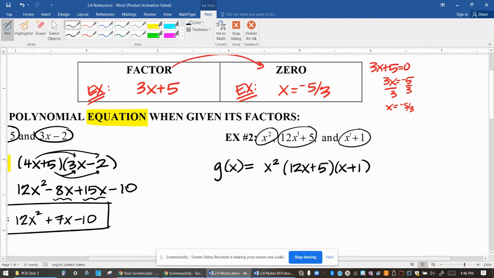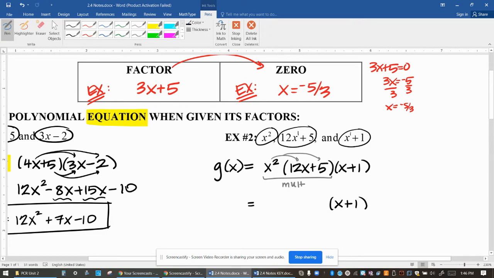When you are multiplying 3 factors, you can multiply any 2 first and then distribute that answer with your third factor. I tend to go from left to right. So I'm going to go ahead and multiply the first 2 terms. And then whatever I get as my answer, I'm going to multiply it with the x plus 1.